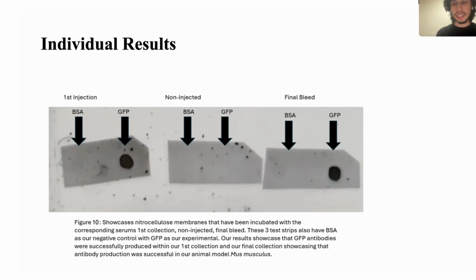So this is mine. As you can see, this is very clear, and we're able to visually see that our non-injected has nothing on our BSA and our GFP, and our final bleed does have a presence of antibody binding as well with our first injection. Now this is very clear, and we see nothing on our BSA, and this aligns with our theoretical results that we were supposed to get.